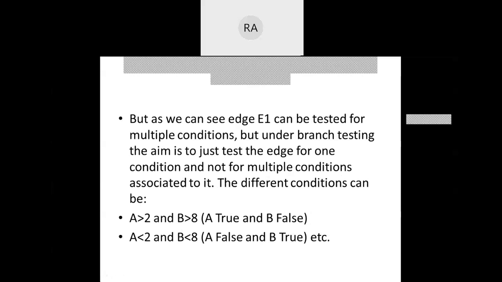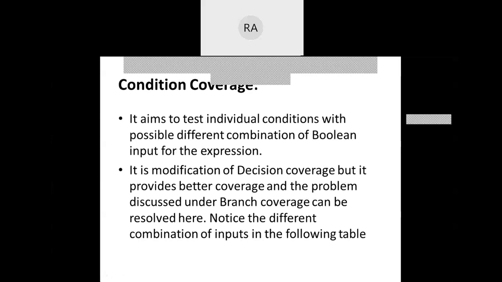You have a branch coverage. This particular technique I call it as a branch coverage. I also have something called condition coverage. What is the difference between branch coverage and condition coverage? Here in condition coverage, my objective is to test the individual conditions with possible combinations of Boolean input for the expression. That is what I call a condition coverage. That is the difference between branch and condition.